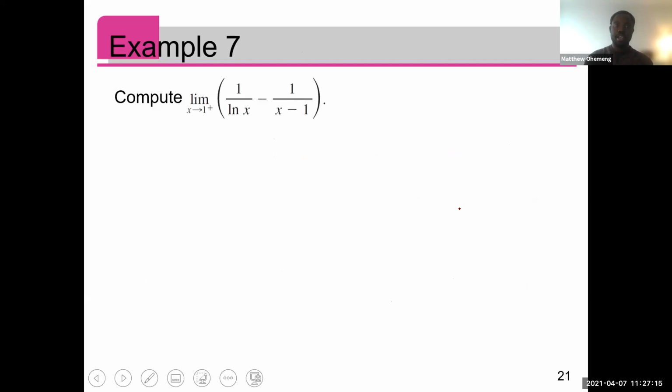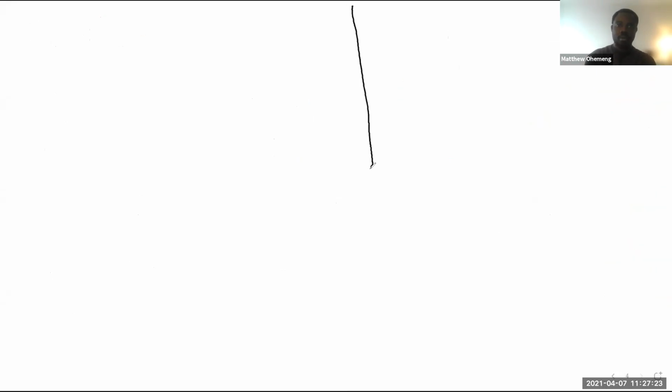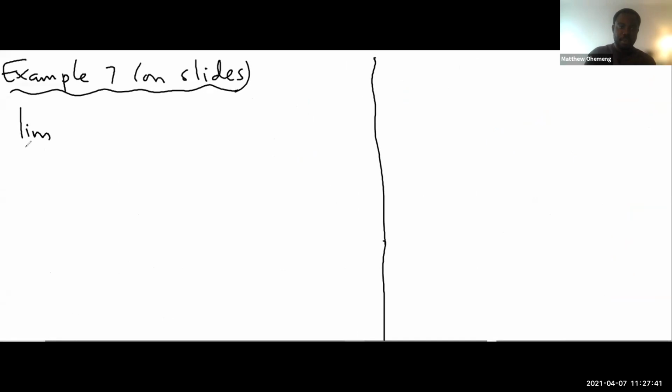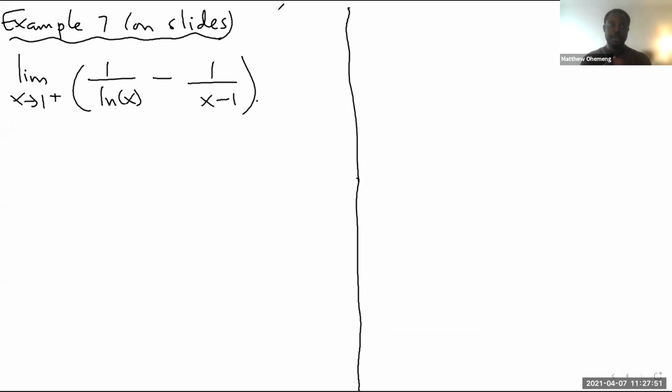Okay, so now let's look at example 7. This one has a solution here, so let me do it on a whiteboard. So for example 7, I have the limit as x approaches 1 from the right of 1 over ln of x minus 1 over x minus 1. Okay, so for this one, let's try and see what the limit will be.